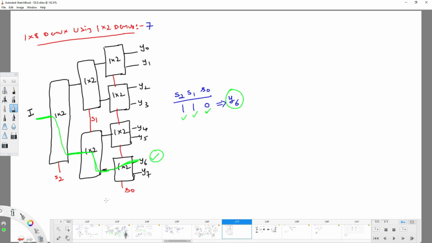So this way you can implement any kind of demultiplexer with the help of lower level demultiplexers. Right? Yes, correct. So basically what you are able to observe is, if I have a certain input like I, and I would like to distribute it to multiple outputs like y0, y1, y2, y3, y4, y5, y6, y7, I can use the demultiplexers. So the advantage of demultiplexer is that it is meant for the purpose of data distribution.